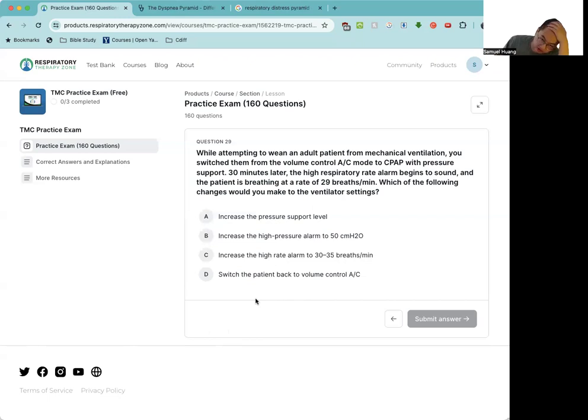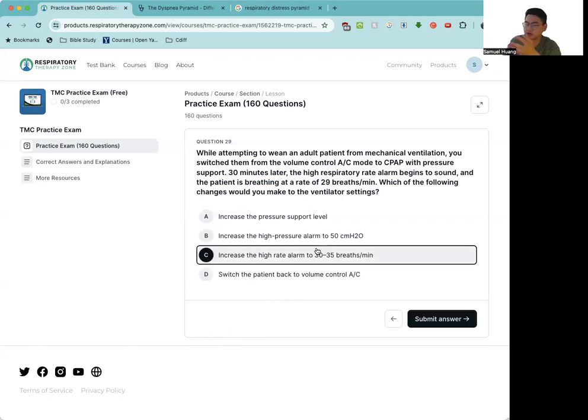So this is not a failed extubation. We'll just continue to monitor. If it goes way higher, because you can go up 10 above normal, 12 to 22 breaths is normal, so you can tolerate even up to like 32. So I would increase the high rate alarm. Then if the patient still can't do it, it'd be considered a failed extubation.